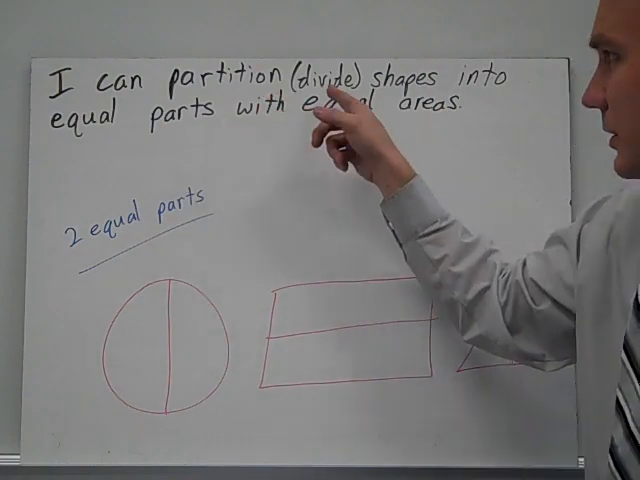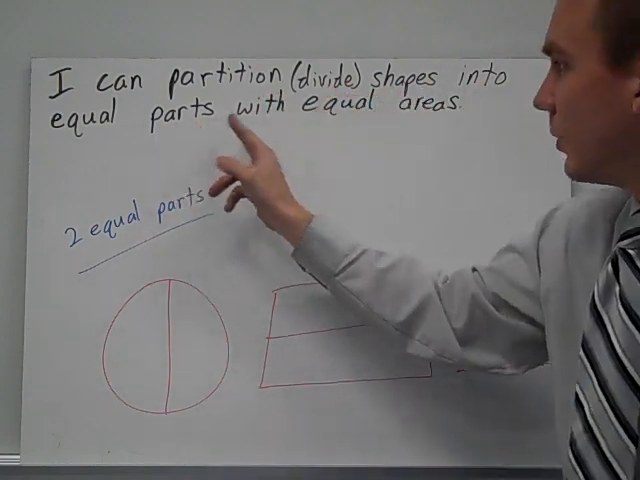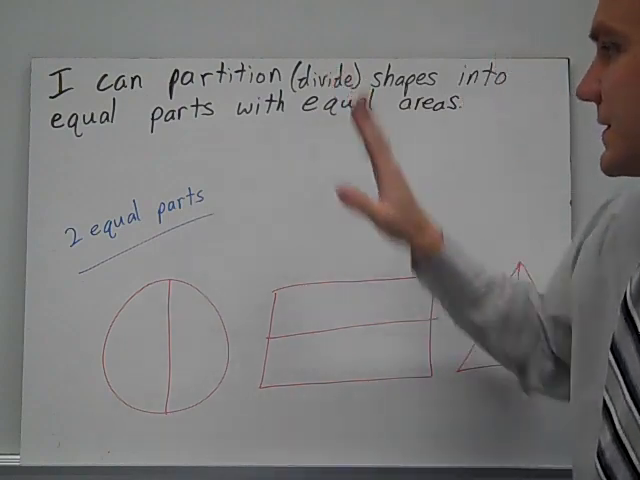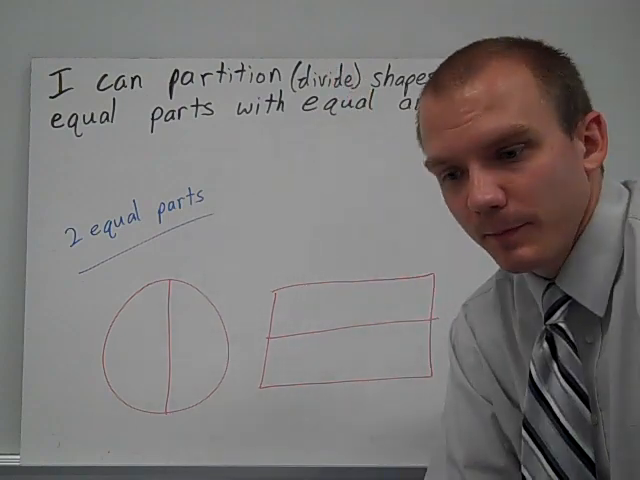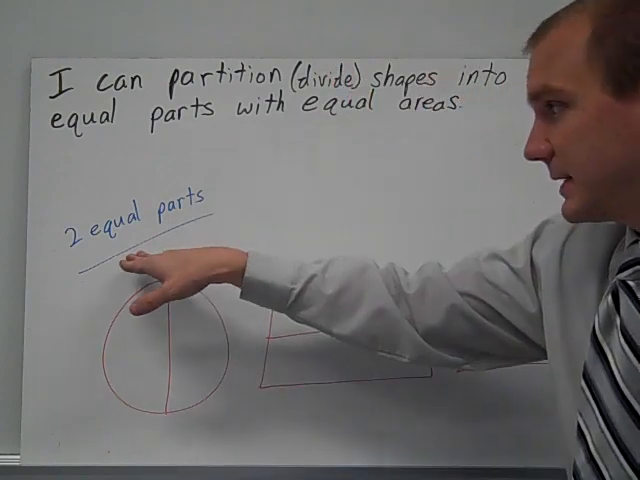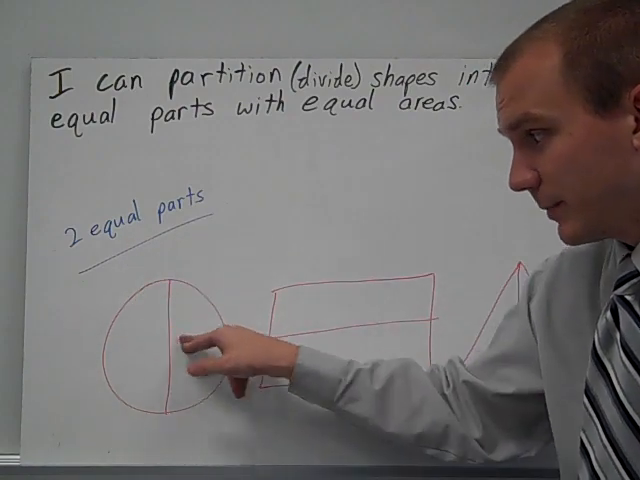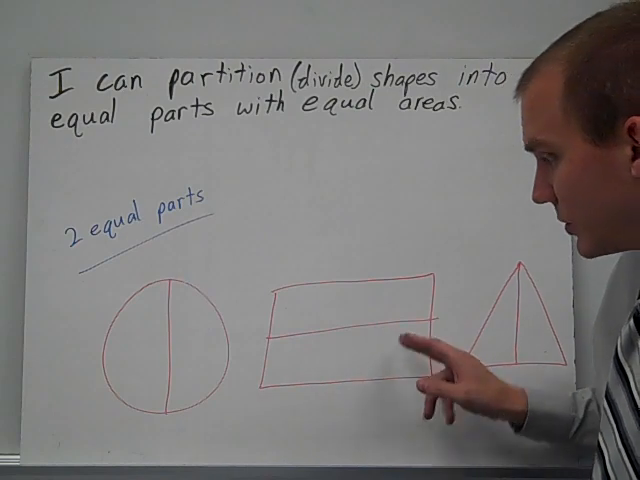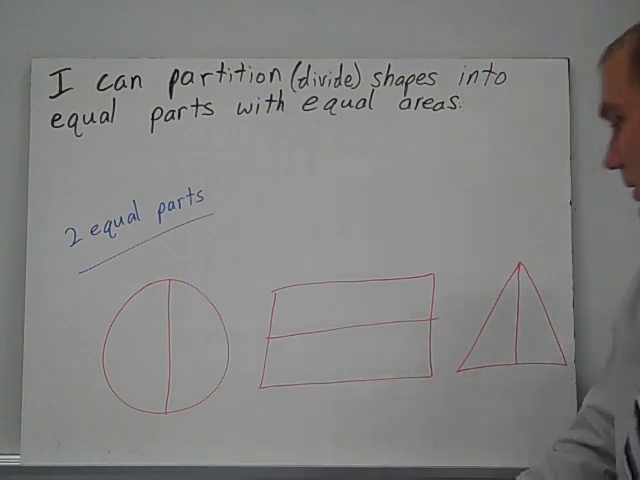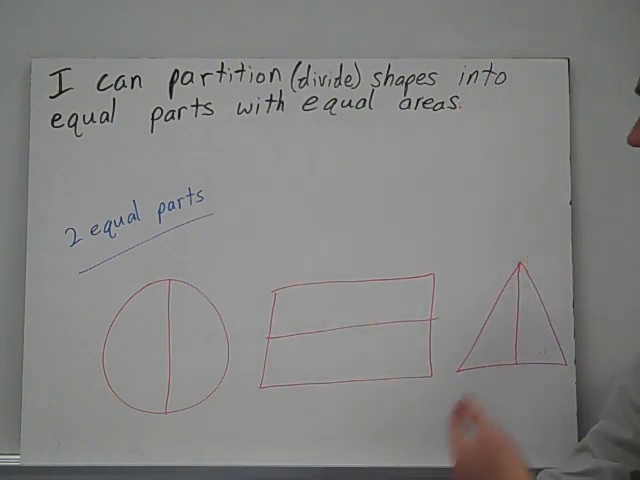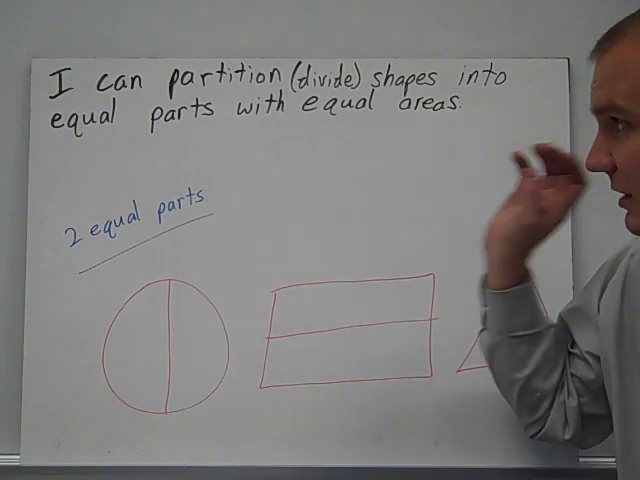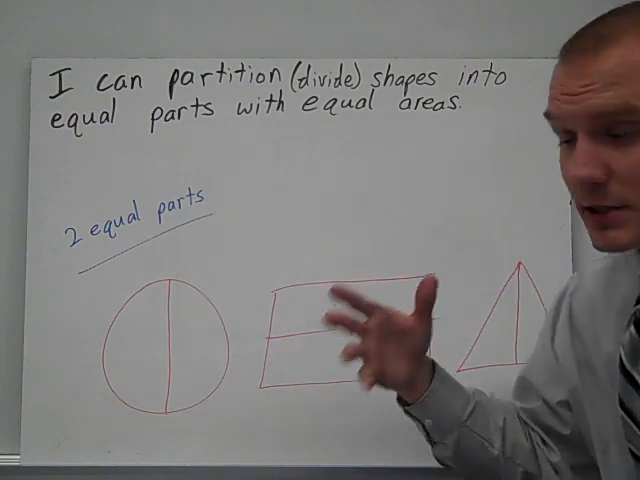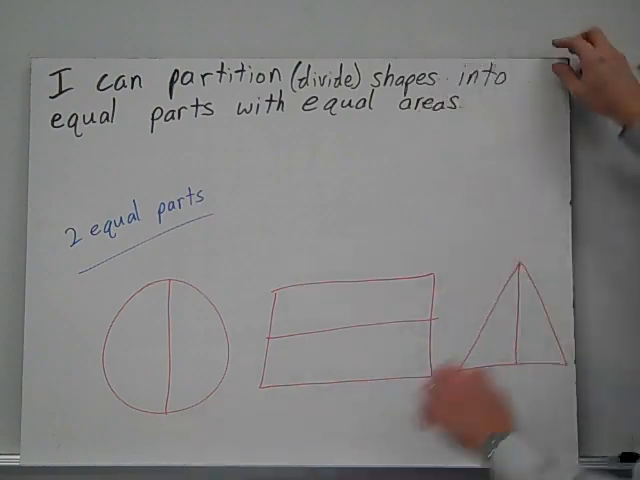I can partition or divide shapes into equal parts with equal areas. What does this mean? It means that you can take a shape and put it into equal parts. So if I said 2 equal parts and I did a circle, you'd split it into 2 like that. If I give you a rectangle, you could split it into 2 equal parts like this. Or if I give you a triangle, you could split it into 2 equal parts. That's our learning target. Dividing shapes, partitioning shapes into equal parts with equal areas.